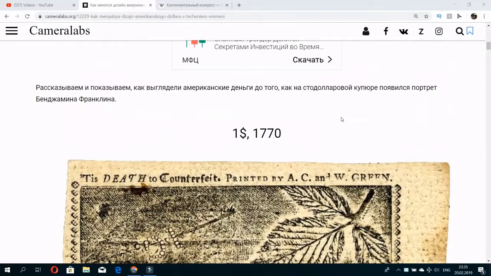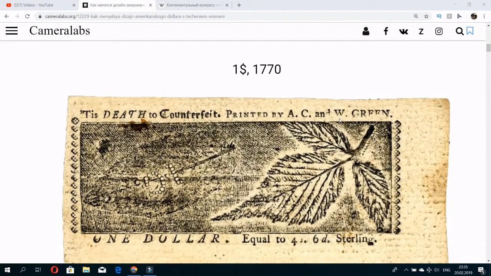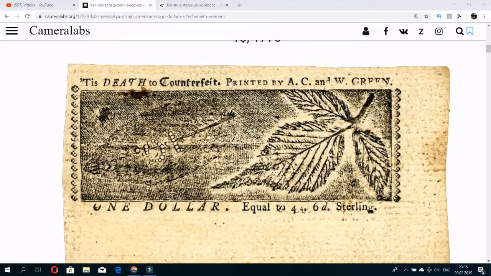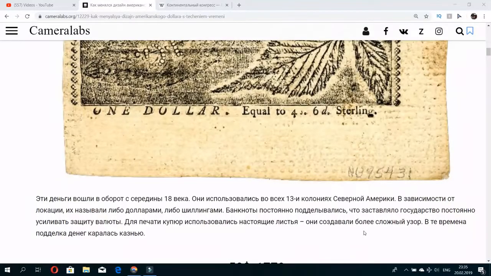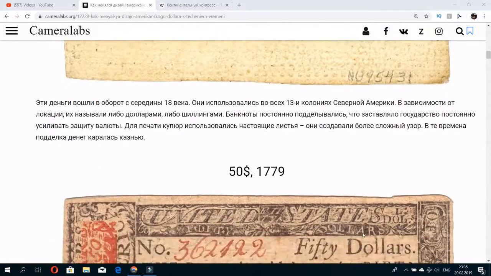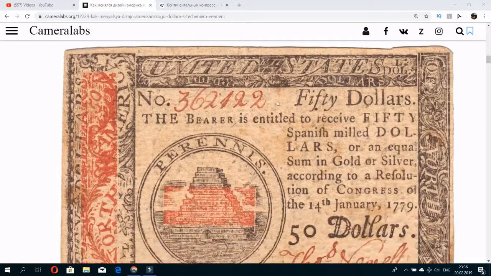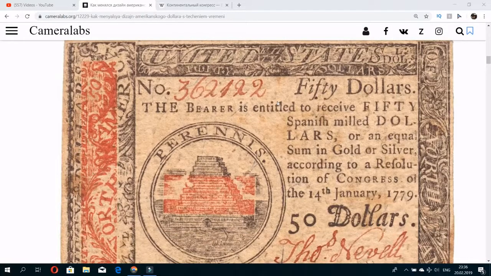So the first one is the $1 from 1770, equal to, we can see how much, 4.6 sterling, I think. So the money came into use in the middle of the 18th century, so it's the 1700s. The $50 bill is from 1779. Very interesting.